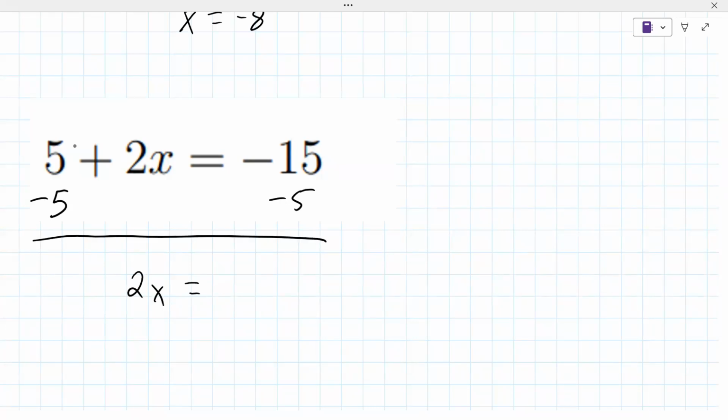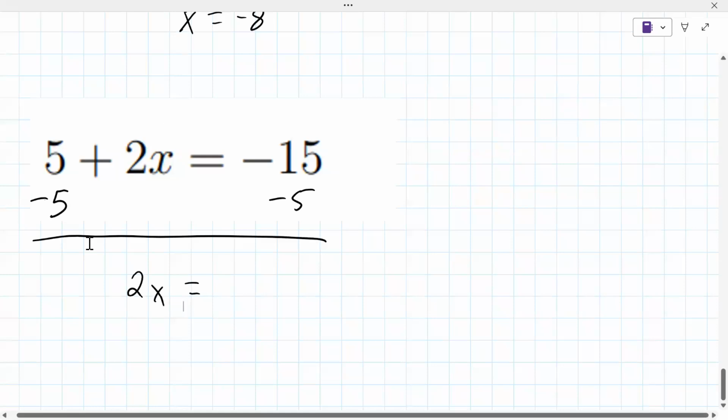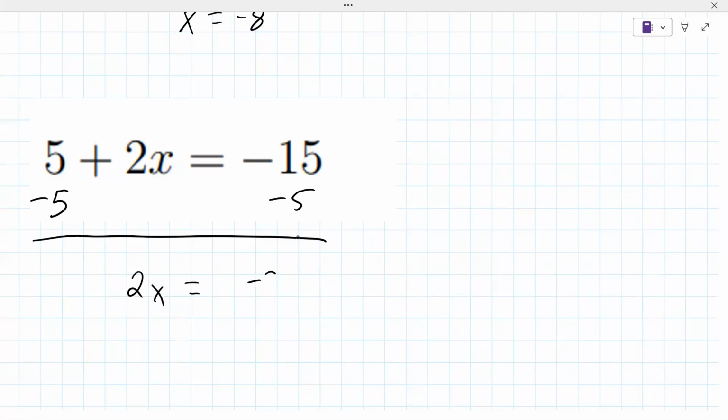Keep going. See if you can solve this one on your own. Just -10. No, when they're, well, it is negative, but it's negative 15 minus 5 is negative 20. Keep going. Oh, sorry, I meant x equals -10. Divide by 2. X equals negative 10.